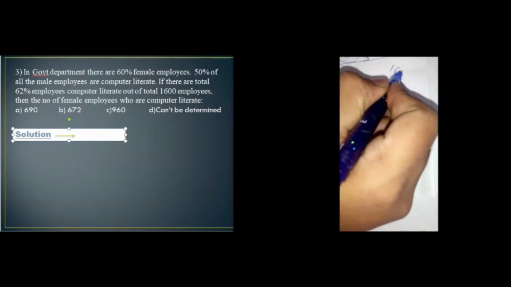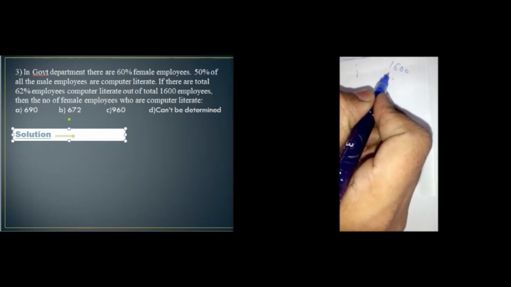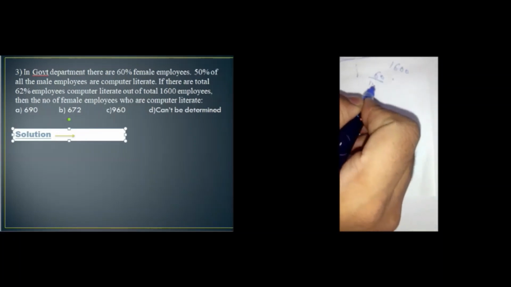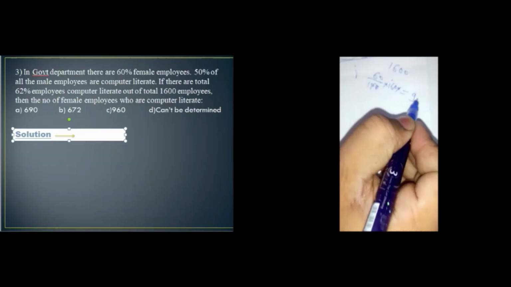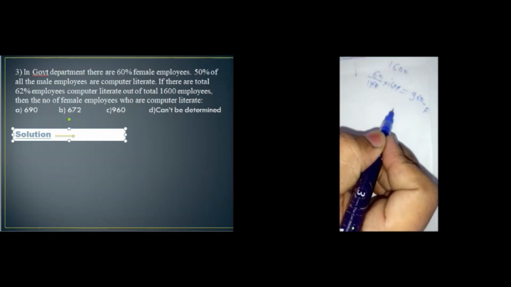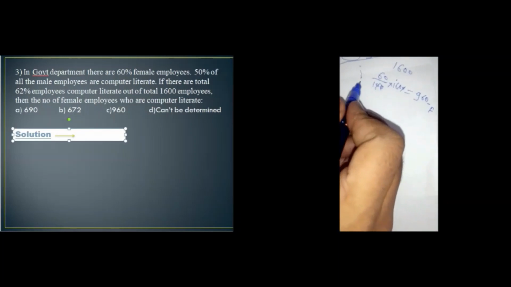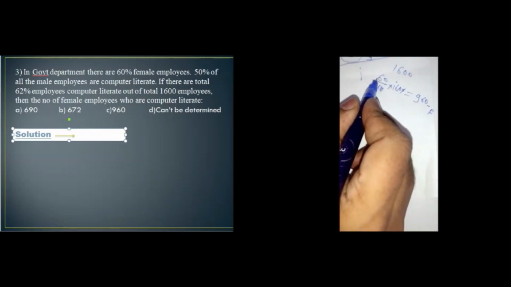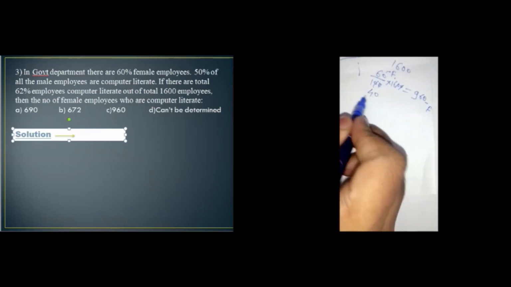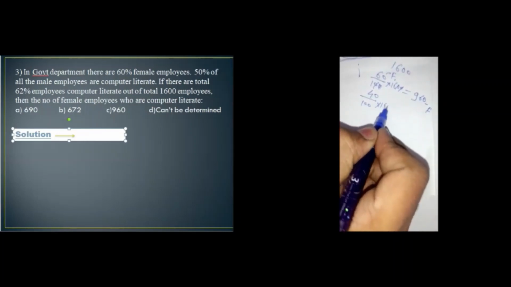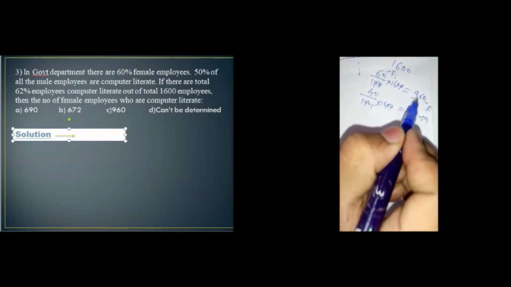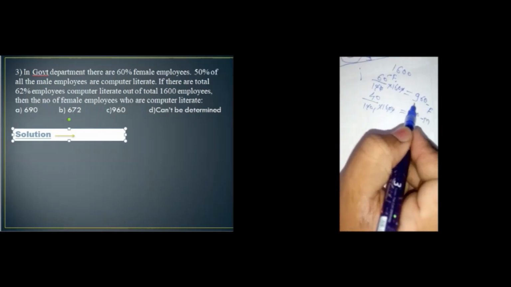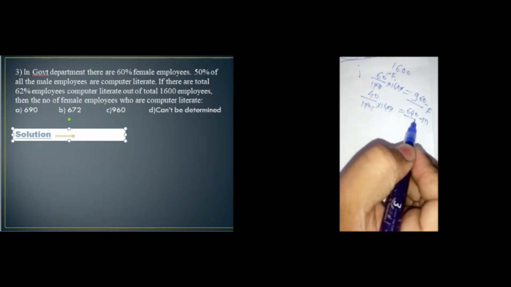So total employees are 1600. Out of the 1600 employees, 60% are female employees. So 60% of 1600 is going to be 960. These are female employees. If 60% are female, obviously 40% are going to be male employees, so 640 are going to be male employees. So 960 are female employees and 640 are male employees.